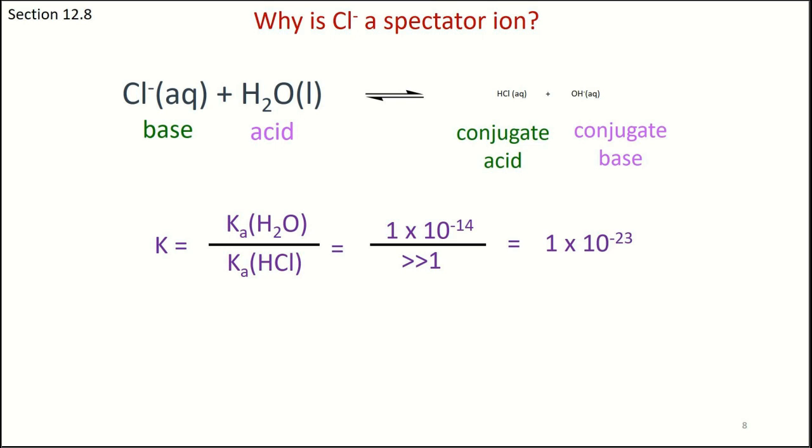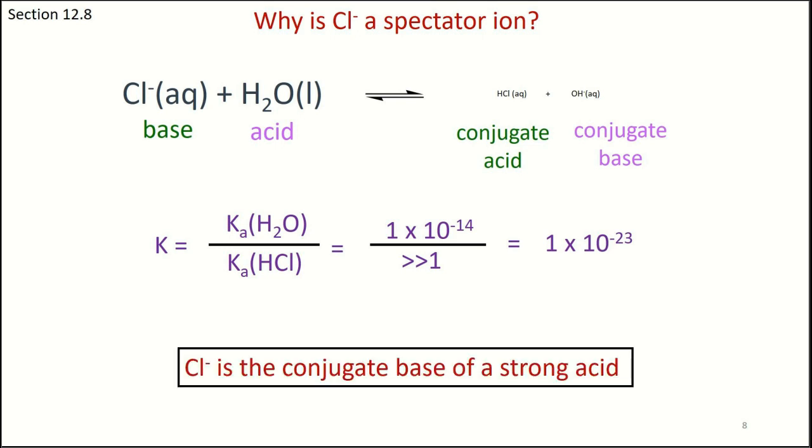We would actually think of this reaction as existing with only the reactants present, or the reverse direction would be preferred. Therefore, in solution, you would have chloride base present in water. So this is why chloride will act as a spectator ion. And with this conclusion, we can understand that the conjugate bases of the strong acids are so weak as bases that they will actually be spectator ions in solution.